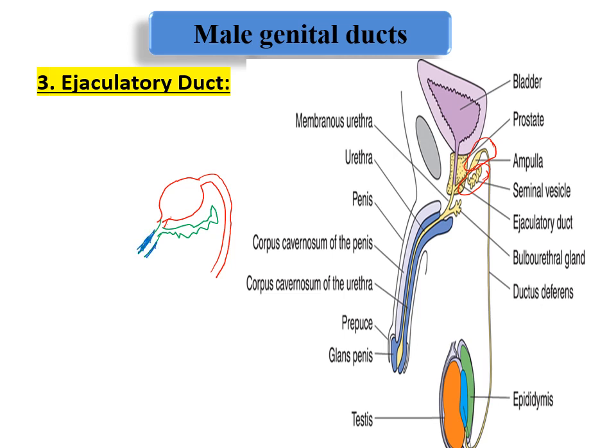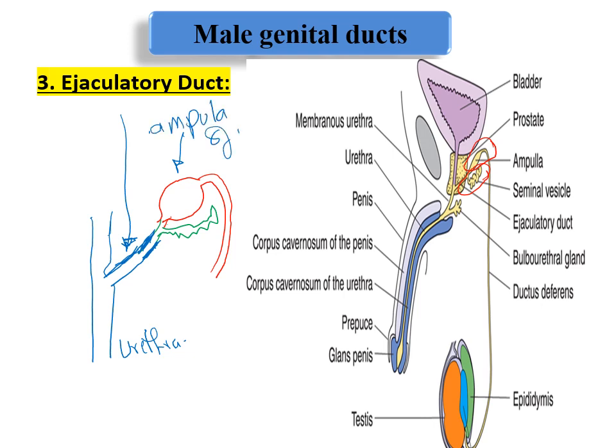So this part is the ejaculatory duct, and this part enters the prostate to join the urethra. So this is the urethra, and this is the ejaculatory duct. This is the ampulla of vas, and this is the seminal vesicle. Okay. It is lined by simple columnar epithelium and is surrounded by connective tissue, but there is no muscle in the wall. Okay, there is no muscle in the wall. The duct empties its content into the prostatic urethra.